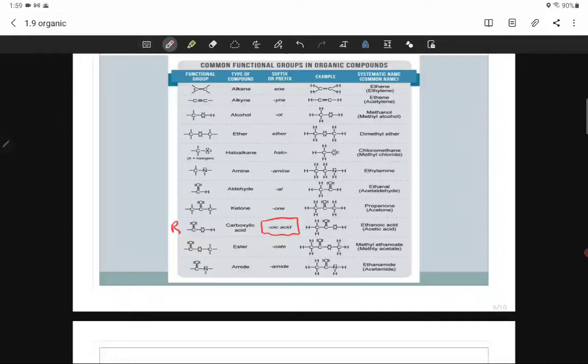R means, again, it could be 3 carbons with a bunch of hydrogens. It could be 12 carbons with a bunch of hydrogens, whatever. But a bunch of carbons and hydrogens attached to a COOH. That's a carboxylic acid group. And it looks like, in this case, we have 2 carbons, so eth. And then it ends in a COOH group, which is a carboxylic acid group. So it has to end in oic acid.